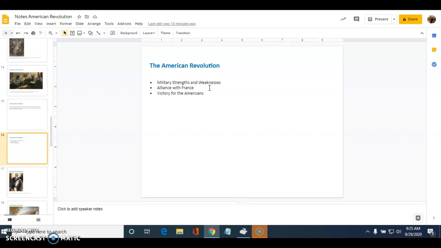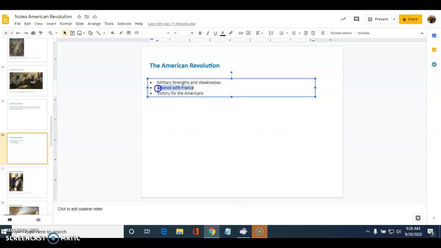The British are organized. They have a strong army, but they're so far away. And they also have to keep things at home because France is always a threat to England. In the middle of the war, France sides with the colonies. That's a huge, huge asset for the American Revolution. And eventually, a war of attrition takes place. The British just can't sustain the war. They can't win an overwhelming victory because Washington refuses to fight big battles.